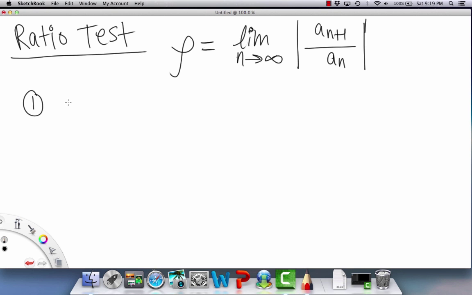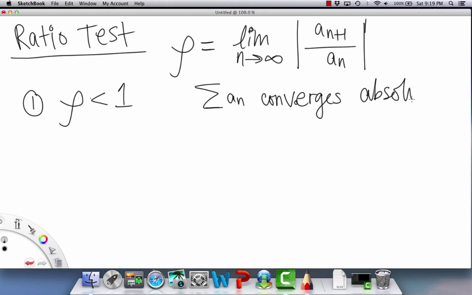So the first one is when rho is less than 1. When this happens, that means that the infinite sum of a sub n converges. I'll just write it out: converges absolutely. And you can kind of tell, maybe not entirely or directly, that it converges absolutely because we have this absolute value sign built into the calculation of the rho, or the fancy P. So that's the first case.